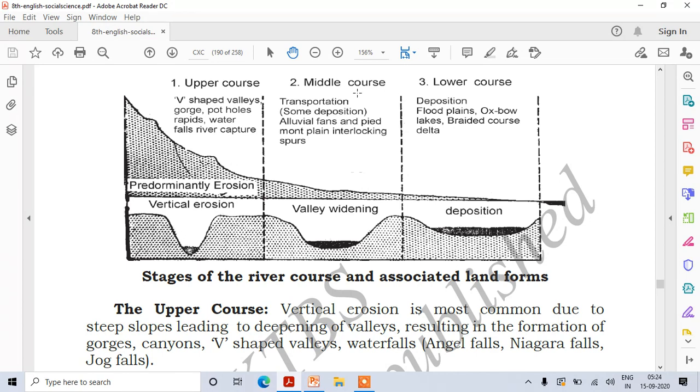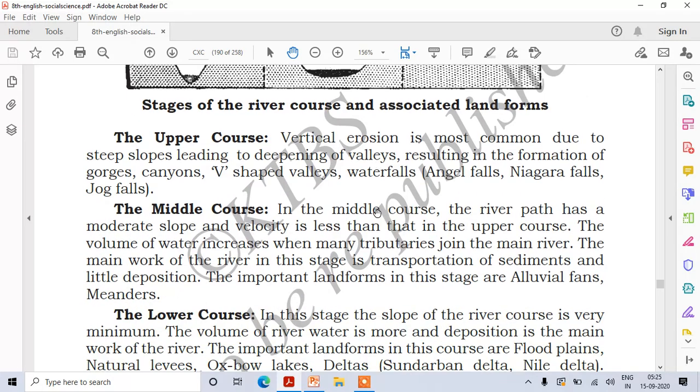In the middle course, transportation will occur and some deposition will also occur. The valley will widen. And third, the lower course, again deposition will occur. This is transportation, and in this deposition. Some of the fragments will be deposited over there. One by one we'll discuss over here.